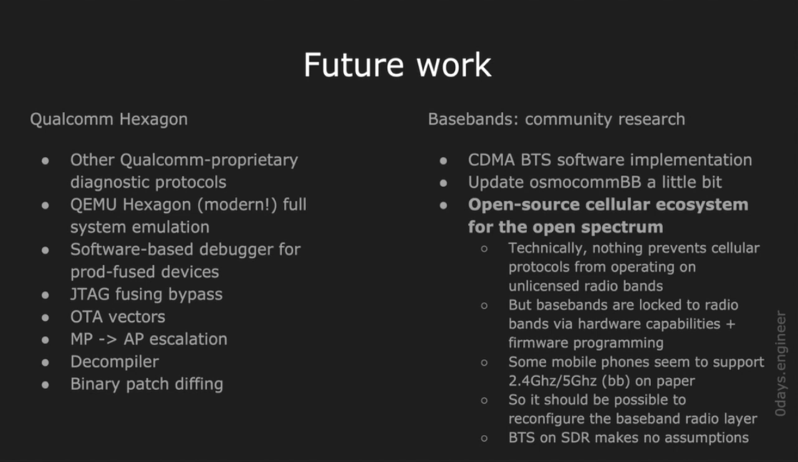And for the offensive research, there are 3 large directions. First one is enabling debugging. There are different ways for that. For example, software-based debugging, or bypassing the JTAG fusing, on the other hand. Next, there are explorations of the over-the-air attack vectors, and the third one is escalation from the baseband to the application processor. These are the 3 large offensive research vectors.